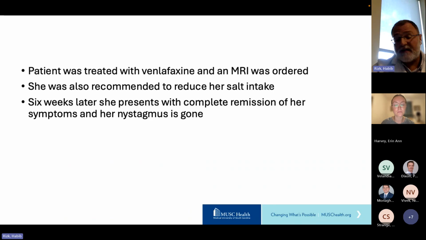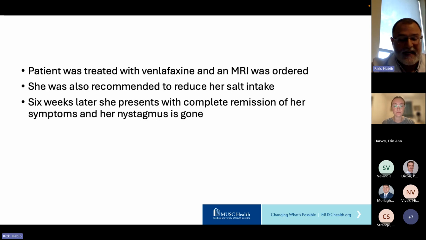So that patient, I said, okay, she doesn't fulfill criteria for vestibular migraine. This is not BPPV. I'm going to order an MRI, but I'm going to also start her in the meanwhile on venlafaxine 37.5 milligram. I told her to reduce her salt intake. I didn't know what to make of that conductive hearing loss, or I didn't think she had Meniere's, but I told her to reduce her salt intake.